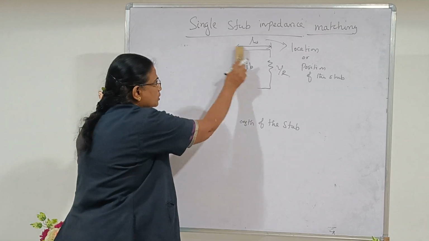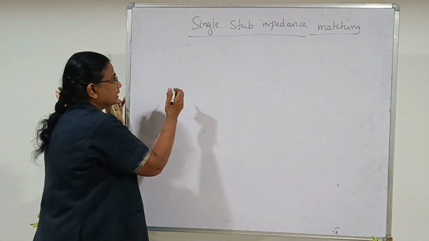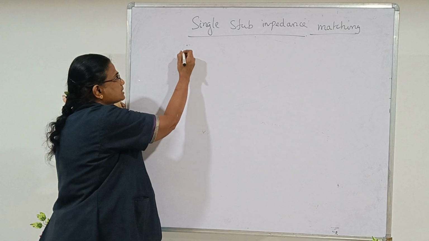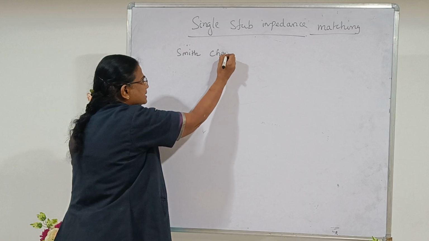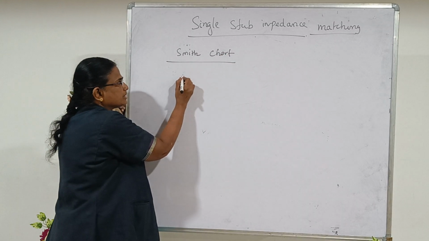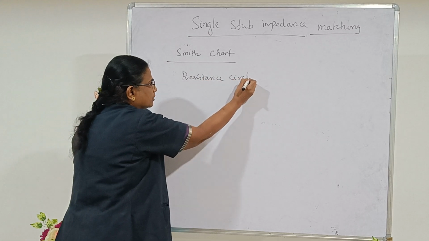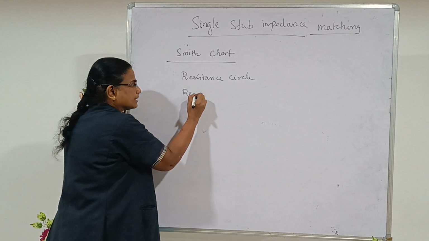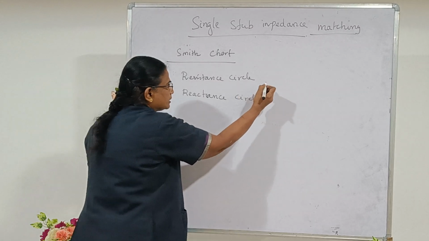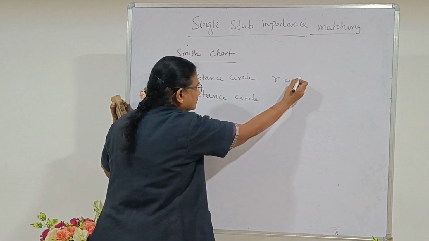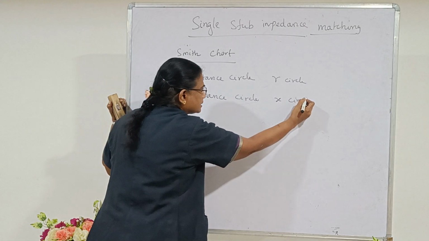The Smith chart comprises two sets of circles. One is called the R circle, which is the resistance circle, and the other one is the reactance circle. Resistance circle is denoted by a lowercase r circle, and reactance circle is denoted by a lowercase x circle.